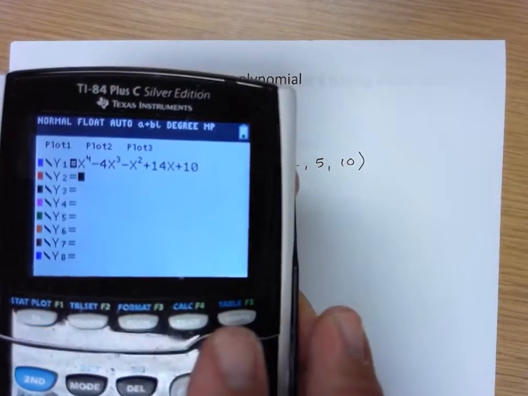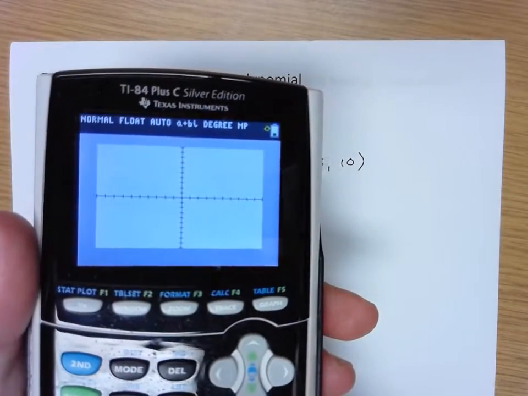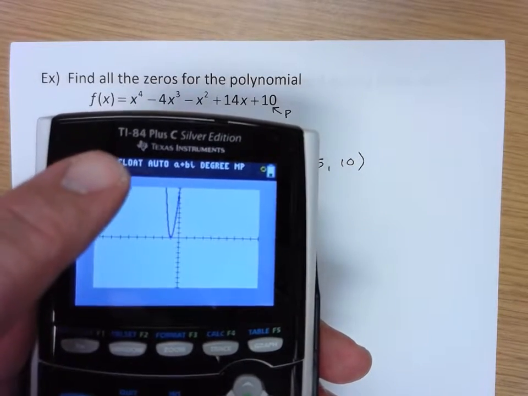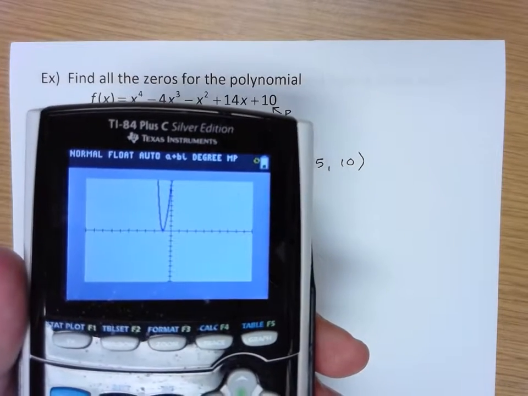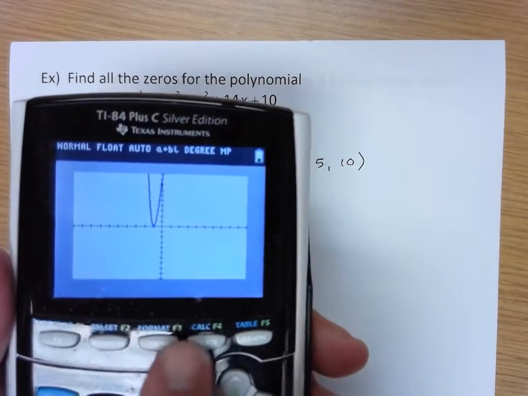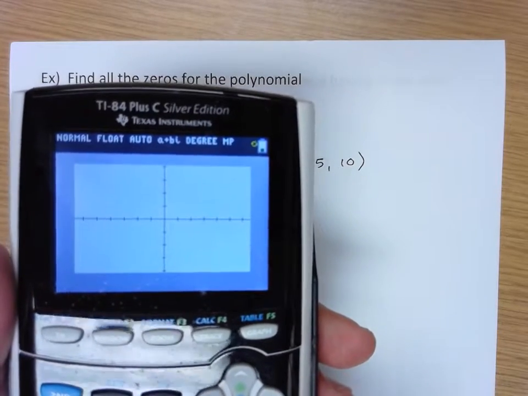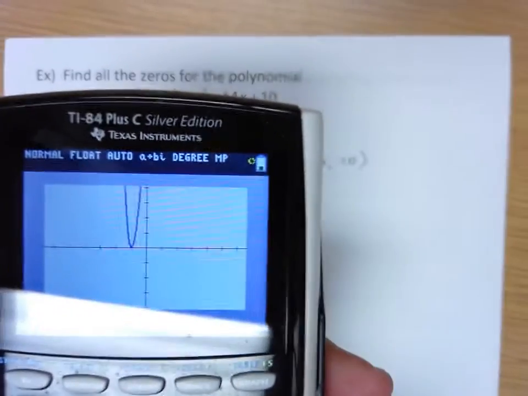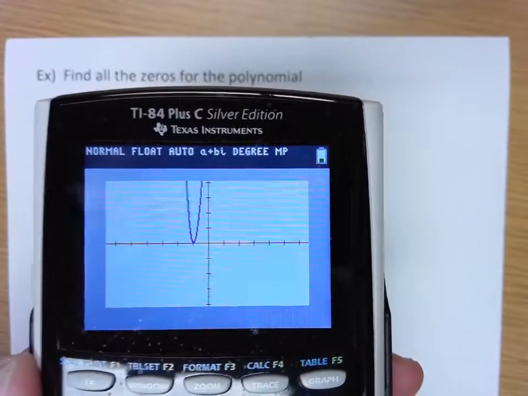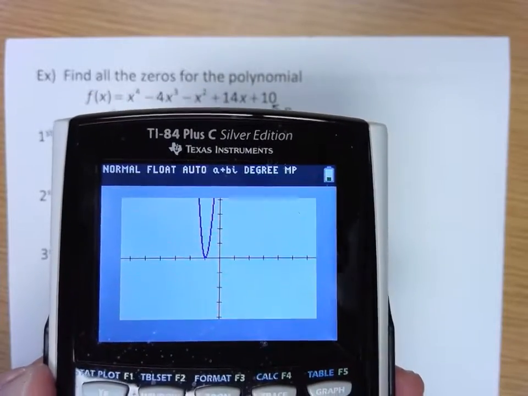So now let's go ahead and graph it in zoom standard first. See where those zeros fall. So this is a degree 4 polynomial, and it's up on the left and up on the right, and it only appears to touch the x-axis once. So let me zoom in using zoom decimal, zoom number 4. Okay, so yeah, this polynomial only touches the x-axis once. And we're supposed to find a total of 4 zeros.